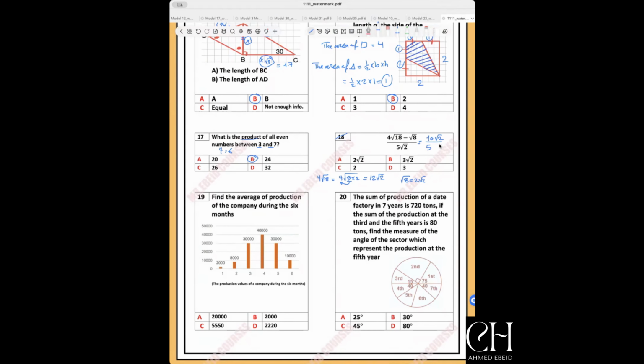over 5 root 2. Now simplify. You can eliminate root 2 with root 2. 10 divided by 5 equals 2. So the answer is C.